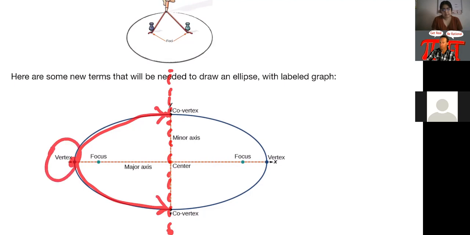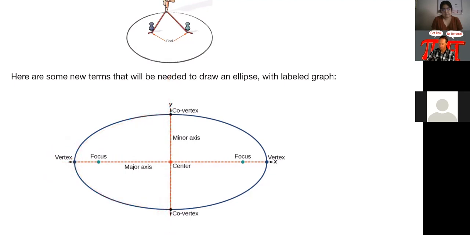Kind of resembles a what? Semicircle. A parabola. That's right. It looks like a parabola, which is why we call this point right here the vertex. And again, if I was to take it here, that way, it looks like a parabola. So that's why these are called the vertices. That's what it is, plural, instead of vertexes.